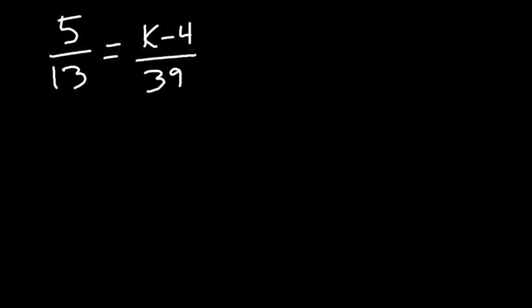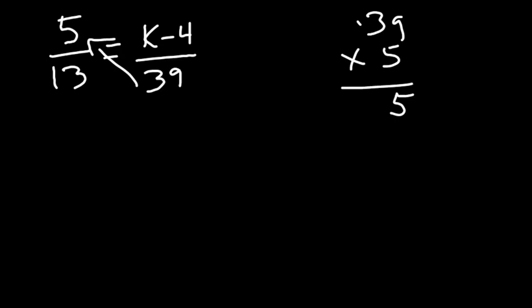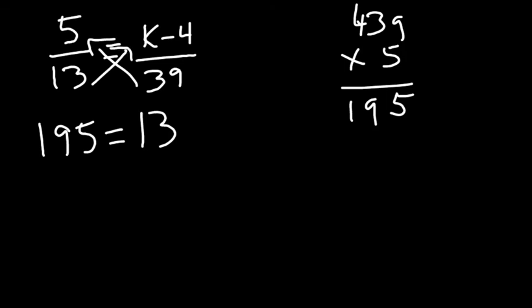Now, here's where it gets kind of fun. You're still cross multiplying up. So 5 times 39. Well, let's see. 39 times 5. 5 times 9 is 45. 3 times 5 is 15. That's 195. Okay, so 195 equals 13 times k minus 4. To do 13 times k minus 4, you have to distribute.